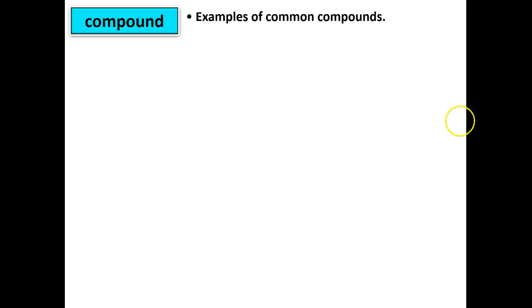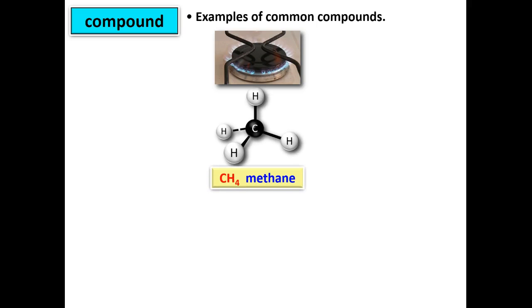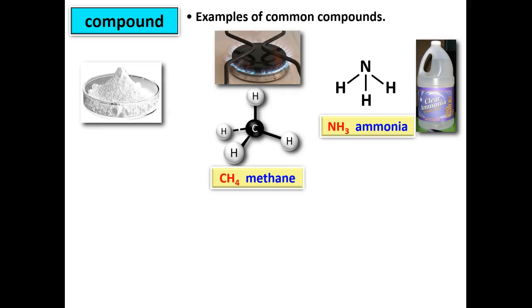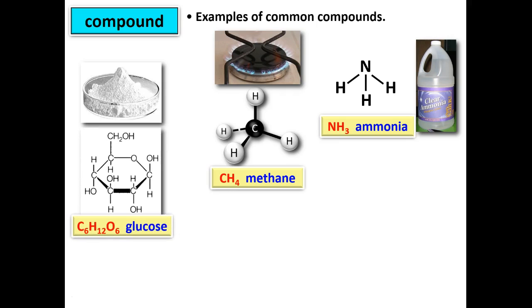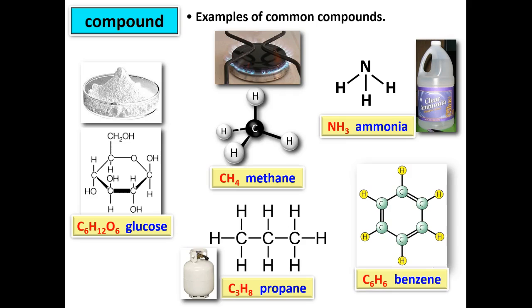Some examples of common compounds that we find: methane gas, CH4, again, always going to be CH4. Ammonia, this is one we use to clean, so NH3. We've got glucose here. This is a naturally occurring sugar found in our food that we use to make energy in our body. That is always going to be C6H12O6. Propane gas, this is the gas we use to grill our steaks on the grill. And lastly, another example would be benzene, C6H6. Again, these compounds are always going to be found in these fixed proportions.